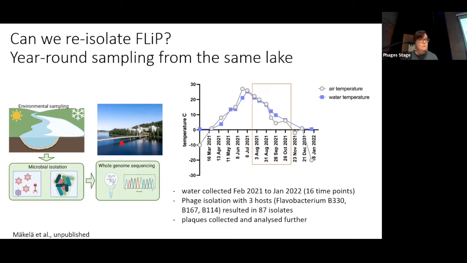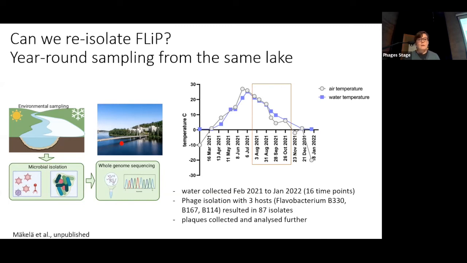But what we also did was use these 3 different bacterial hosts to isolate new flavobacterial phages from each time point. And here you can see the temperature regime throughout that sampling period. The squares are the water temperature, so it really goes from nearly 0 degrees to 25 or so during the year, and starts to drop again.